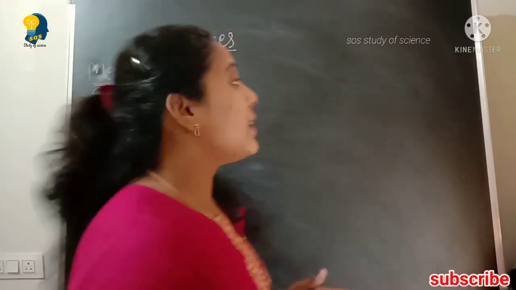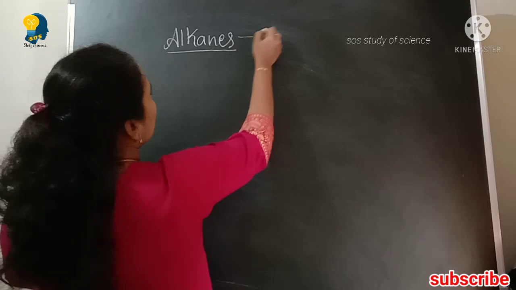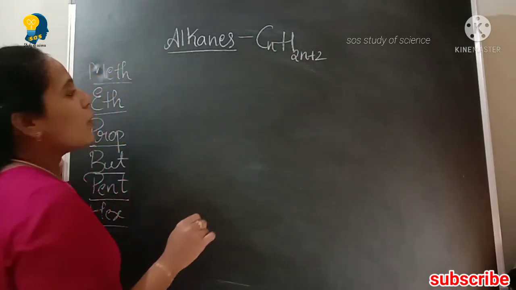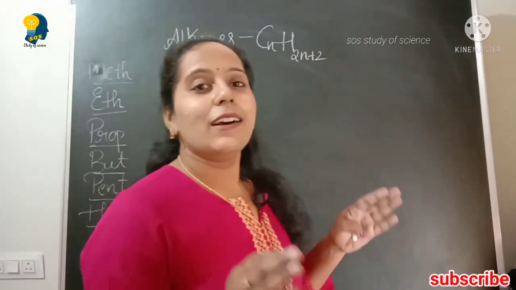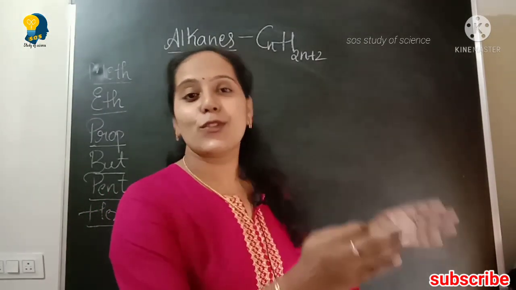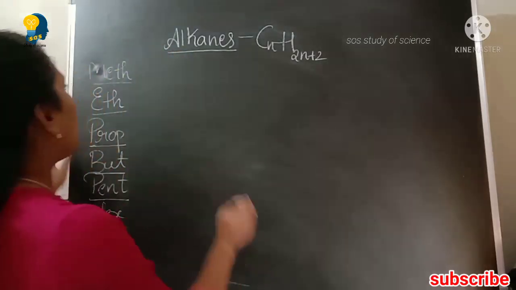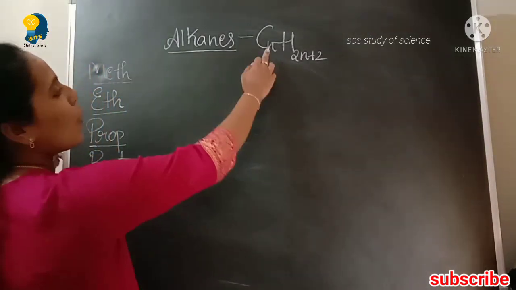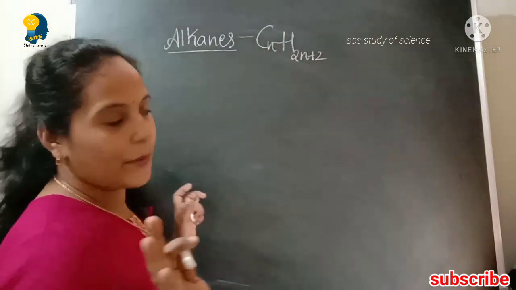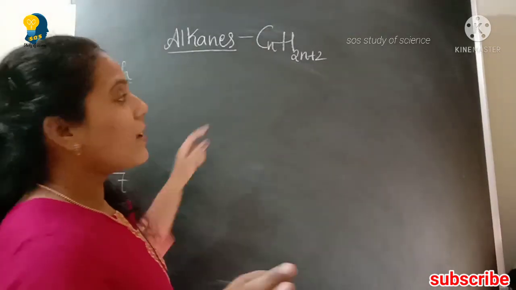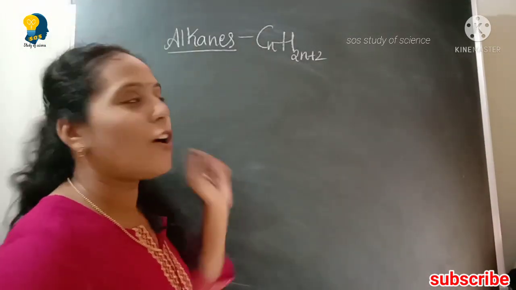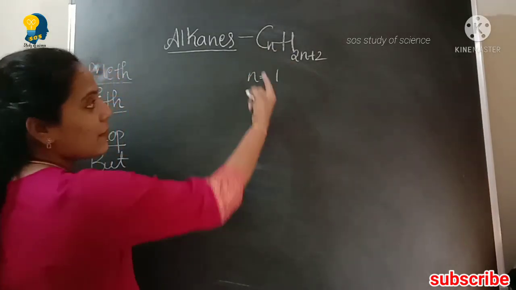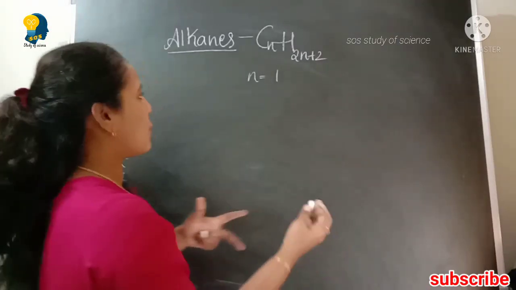So now it's time to know the general formula of alkanes. I already told you the general formula of alkane is CnH2n+2. Now we are going to give the numbers. Now we are going to write the members of alkanes. Meth is the first member, I told you, right? As it is the first member, n will always equal 1. So in the formula Cn, n is equal to 1. Wherever there is n, let us replace it with 1.